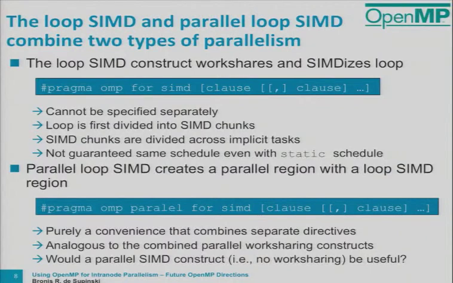So if you call your SIMD, for SIMD, actually this is backward. First what you do is you divide the loop into chunks that you run across the different threads, and then each of those chunks is divided into SIMD chunks. If you specify a schedule that has a chunk size of 1, then you won't have anything to be SIMDized. So use it carefully, because if you specify, you will get what you specify.